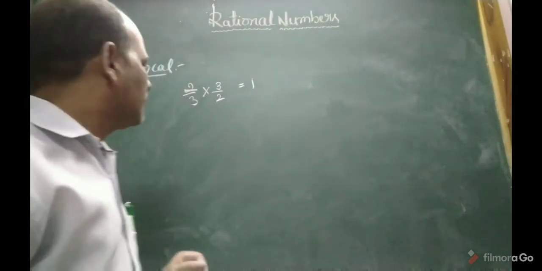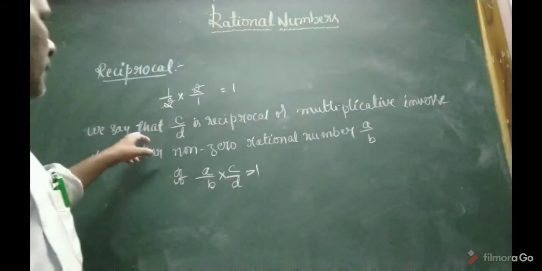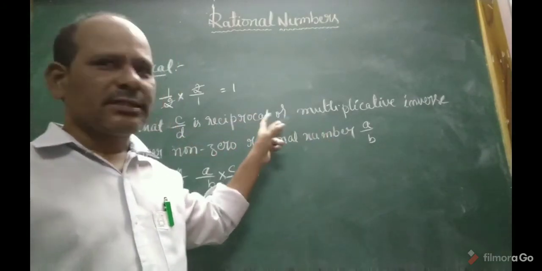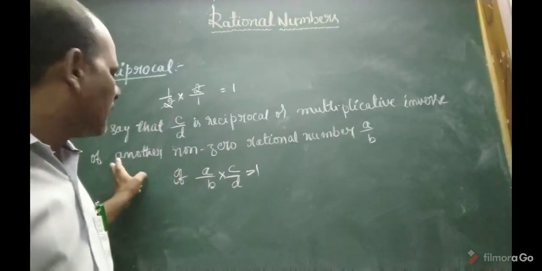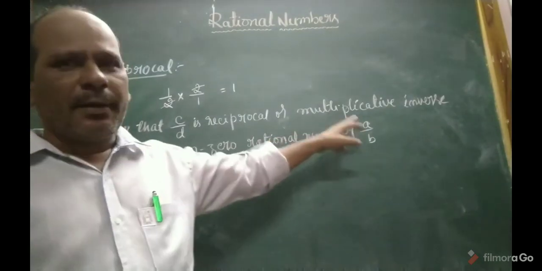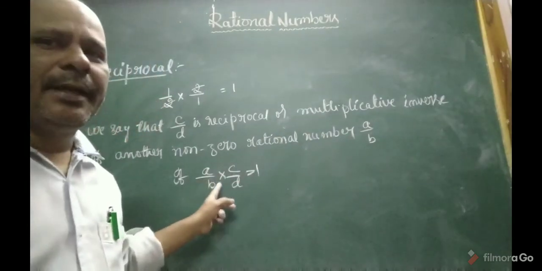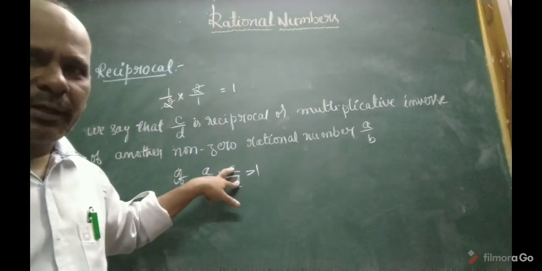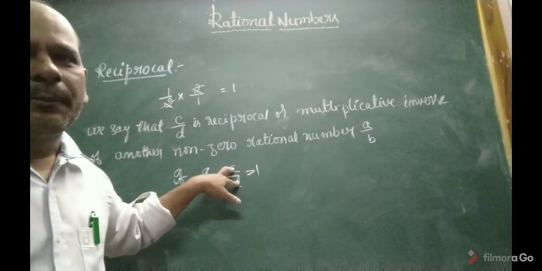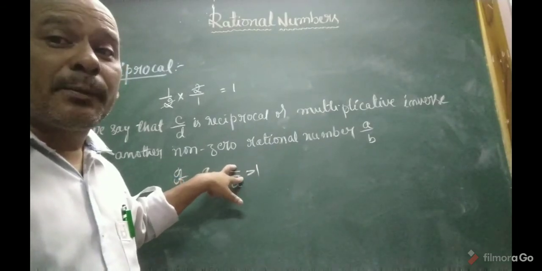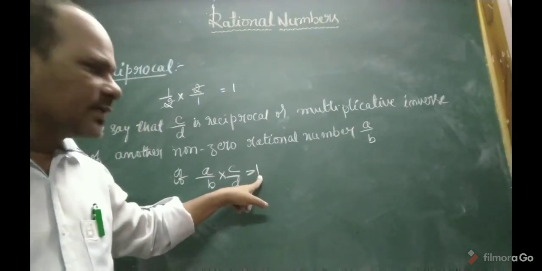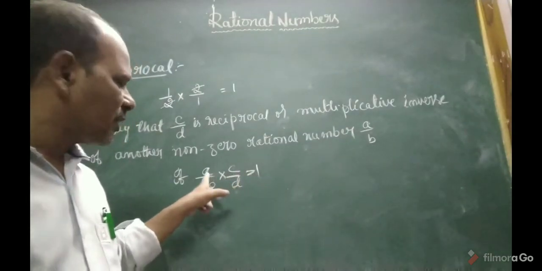We say that c by d is the reciprocal or multiplicative inverse of another non-zero number a by b, if a by b into c by d is equal to 1. When will it become the reciprocal or multiplicative inverse? If it is multiplied by a by b and the answer is 1. We can say that c by d is the reciprocal of a by b.